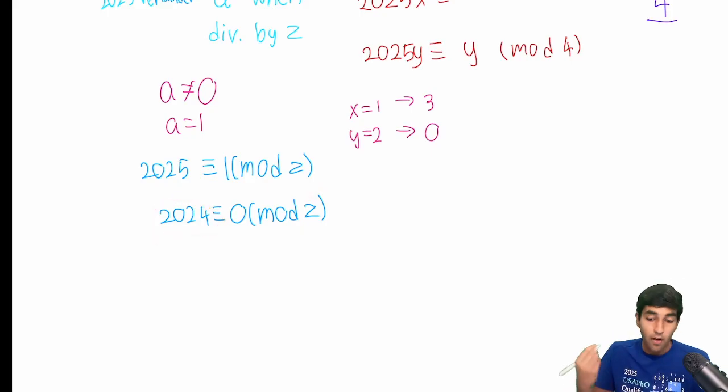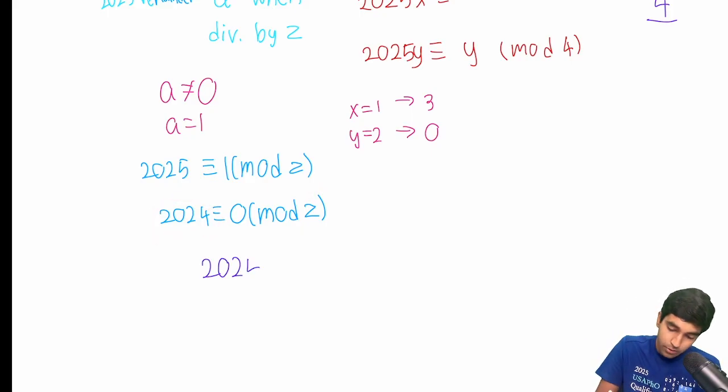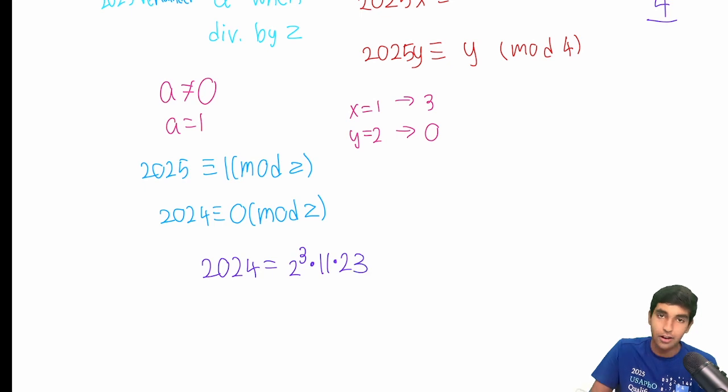So what is the sum of all of these factors? 2024 is 2 cubed times 11 times 23. That's always good to know.